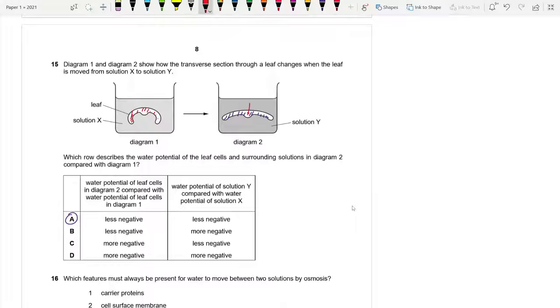Also, water potential of solution Y must also be more negative compared to solution X, right? Or else more water wouldn't have entered into the leaf and it wouldn't have been so firm and rigid and turgid, right? That's the logic. So solution Y has a more positive water potential and the leaf cells in diagram 2 have a more positive water potential.